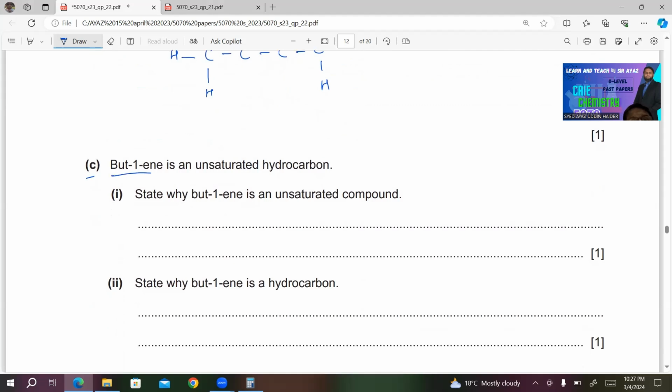C. Butene is an unsaturated hydrocarbon. Number 1. State why butene is an unsaturated compound. It must have carbon-carbon double bonds. It contains a carbon-carbon double bond.